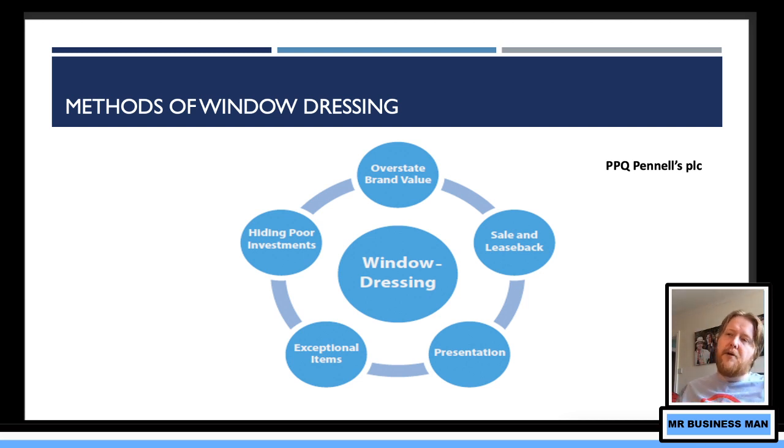And finally, hiding poor investments. You can not specifically talk about your poor investments, can you? You can hide them in amongst other things, just don't draw attention to them. If you really look into the detail of the accounts, you might be able to find them, but most stakeholders aren't going to do that. They're going to take you at your word. They're going to want an executive overview of the accounts.